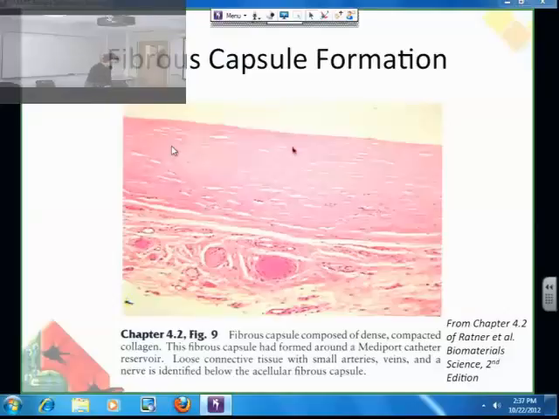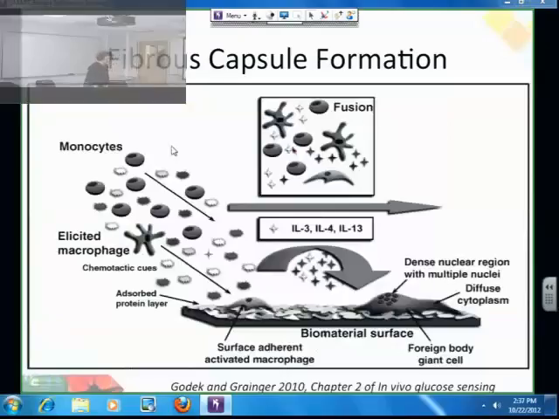I keep saying not a lot is known about fibrous capsule formation, but what is known is that circulating monocytes come to the biomaterial and enter the site of injury. They go to the biomaterial and differentiate into macrophages. Macrophages that are already present are probably also involved, but it's really difficult to differentiate between who just arrived and who was already there. And at some point, they will fuse into this foreign body giant cell, or many cells that have multiple nuclei.